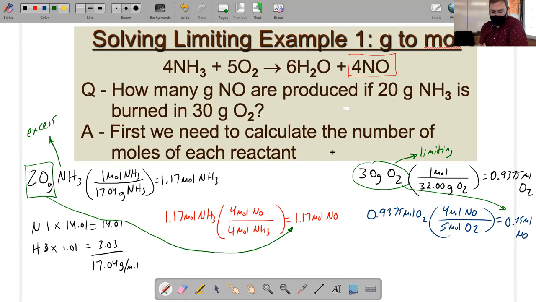And what we want to know is how many grams do we end up with? So this 0.75 mole of NO, you can then convert that into grams, and use the formula mass. Every mole of NO has a mass of, I guess, 30.01 grams. So that's 22.5.